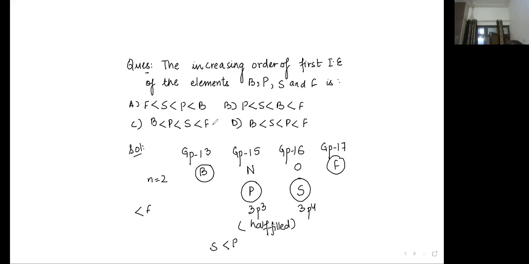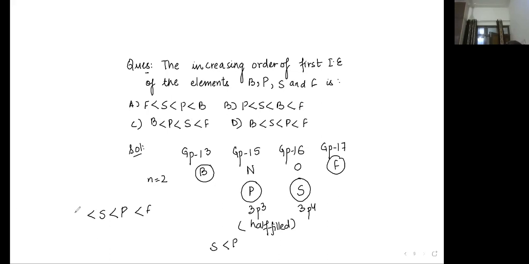So will you agree that options B and C are clearly cancelled out? So the option can be A or D. Among A and D, which option is more correct? D is more correct because fluorine should have the highest ionization energy since it is a non-metal. It does not want to form F plus.